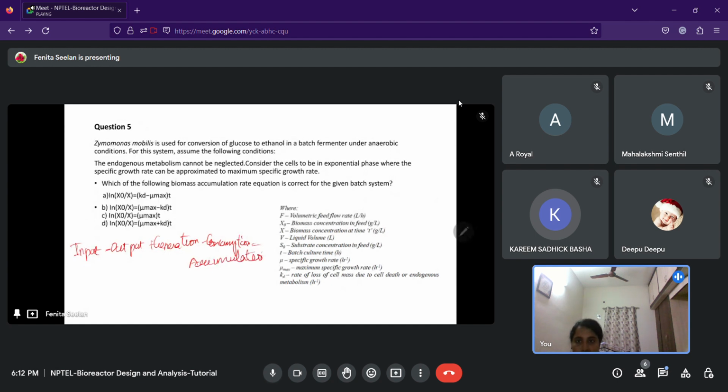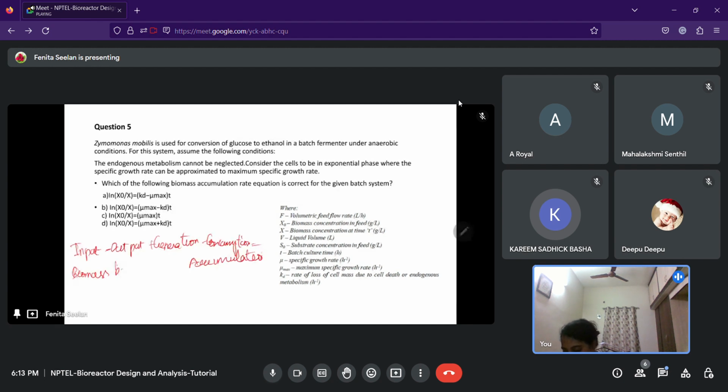And we all know that in a batch system, input is going to be there, and output we will not be taking anything out. It will be taken out at the end of the fermentation. So input and output we can assume it is 0. So if we do biomass balance on both the sides, I hope you guys have gone through the week 2 lecture video so that these terms are not new for you.